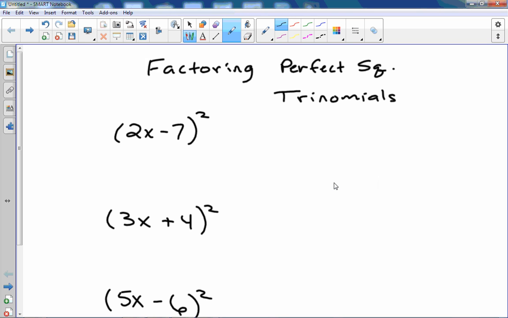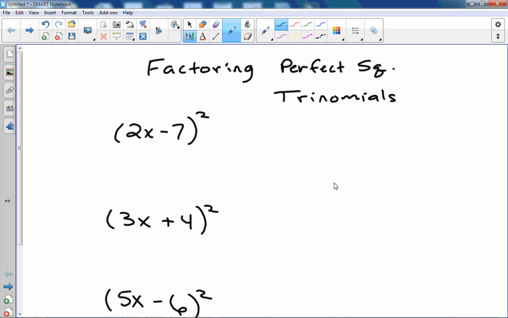Okay, in this video we're going to learn how to factor what are called perfect square trinomials. But before we learn how to factor here, we need to know the forward process of this. So factoring is actually a backwards process. Let's learn how we can actually come up with a perfect square trinomial going forward here.